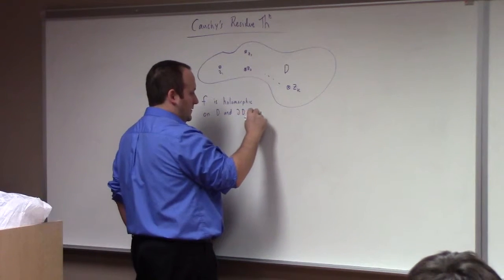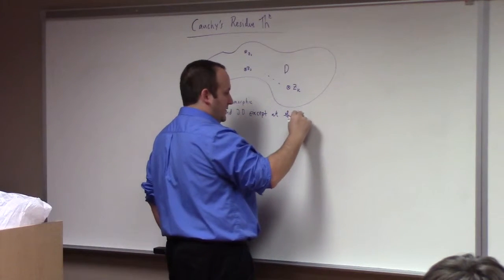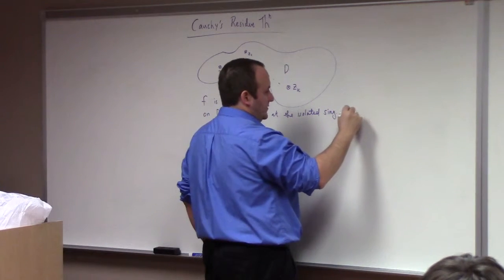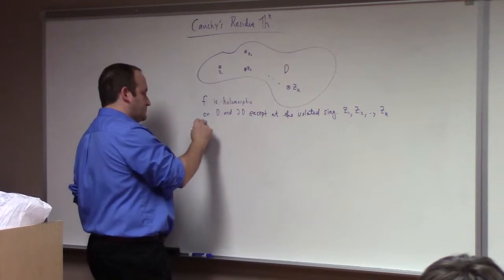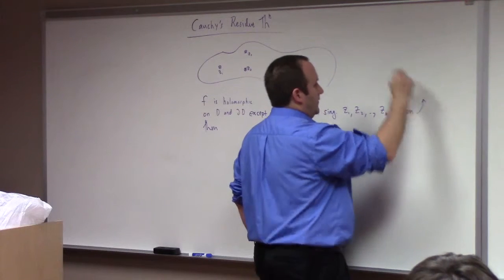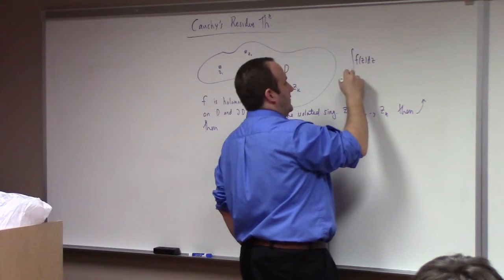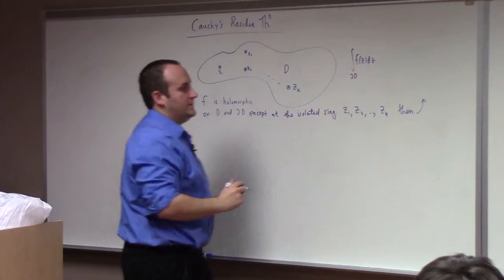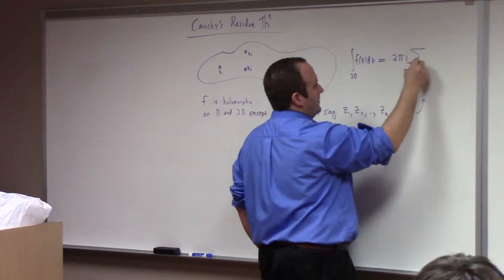Except at the isolated singularities Z1, Z2, Zk, then, well, let me put the then up here. You have the integral of f of z dz over the boundary of D is equal to what? It's equal to 2 pi i times the sum of the residues.